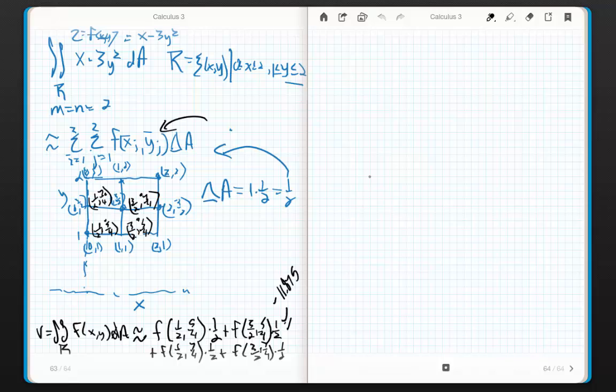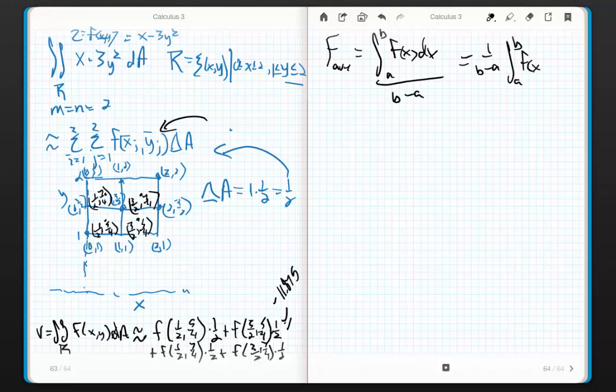If we're looking for the average value of a function, remember this? You better, because you used the heck out of it. It was the integral from a to b of f of x, over b minus a. Or you can see this written as 1 over b minus a times the integral of f of x dx. And we used this a ton on the AP.